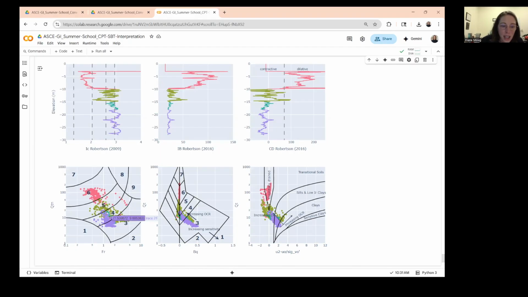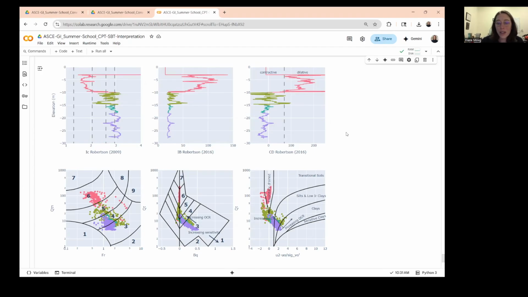We might see that there's turquoise and purple units. These two here are plotting similarly on these soil behavior type charts. They could potentially be approximated as one. Or maybe we're saying that there's a bit of a transition there. And then we see this other unit between kind of like silty, clayey soils there.